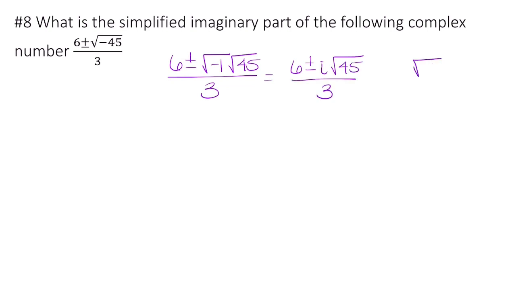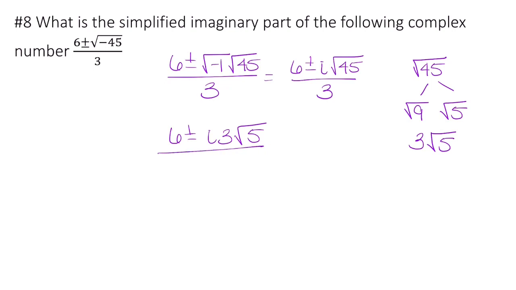So now that I have that square root of 45, I want to see if I can make it better. The biggest perfect square that evenly divides 45 is actually 9, so I can rewrite this as the square root of 9 times the square root of 5. The square root of 9 is equal to 3, so we have 3 times the square root of 5 as the simplified version of the square root of 45. So now I'm going to rewrite this as 6 plus or minus i times 3 times the square root of 5, right? And that's all over 3.